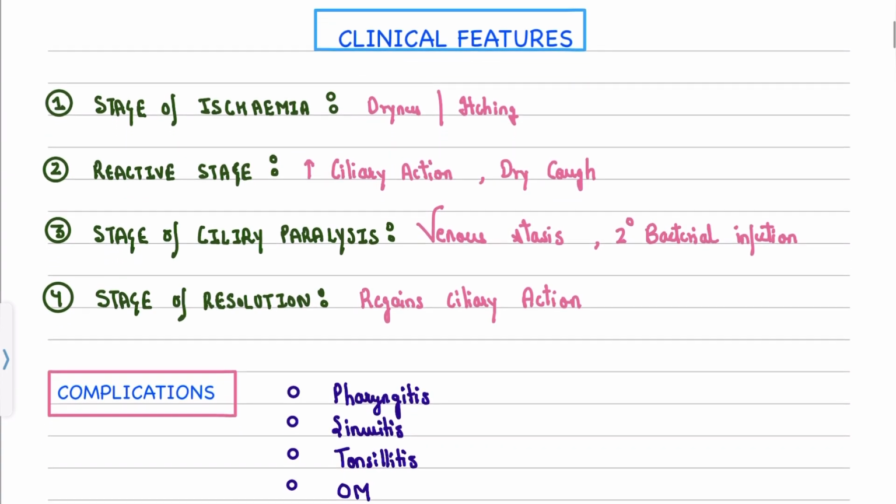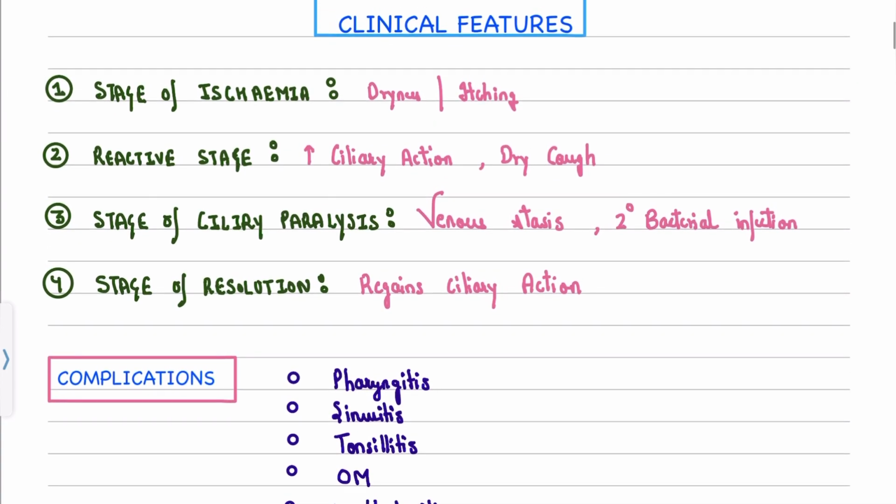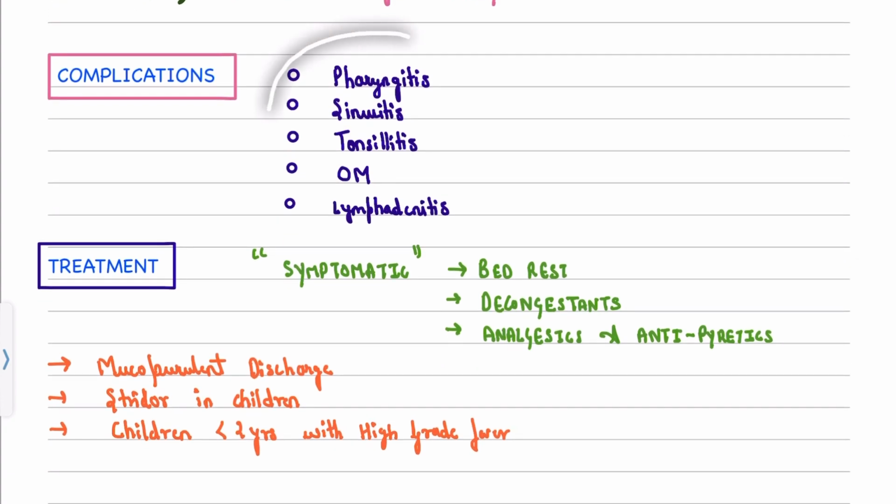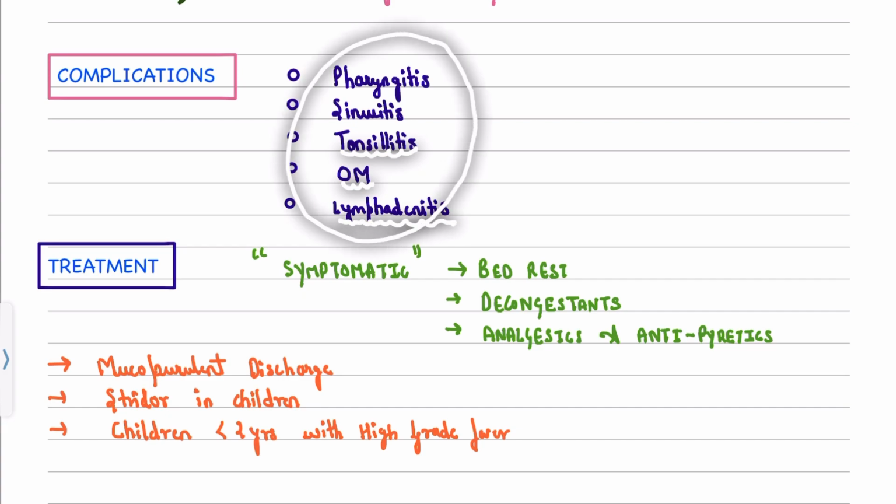But sometimes there are a few complications in coryza. Complications, although very rare, may happen if the person is not treated for a very long time. First we have pharyngitis. The patient might also experience sinusitis, tonsillitis, otitis media, and lymphadenitis as well. These are the complications of coryza.